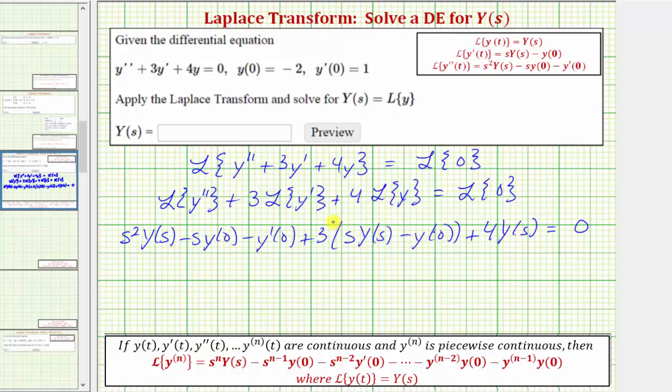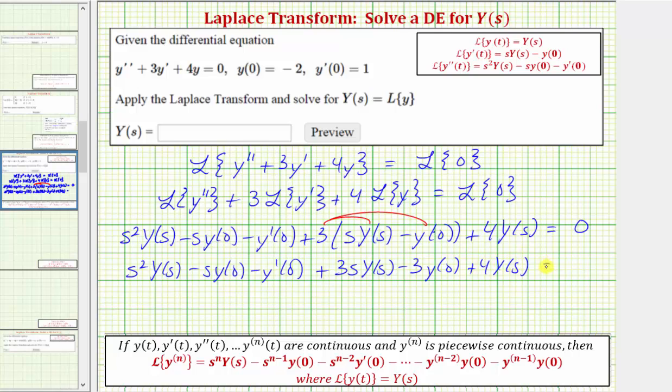For our next step, let's distribute here and clear the parentheses. So we have s squared big Y of s minus s times y of 0 minus y prime of 0 plus 3s times big Y of s minus 3y of 0 plus 4 times big Y of s equals 0. Next, let's substitute negative 2 for y of 0 here and here, and we'll substitute 1 for y prime of 0 here. So we'd have s squared times big Y of s.